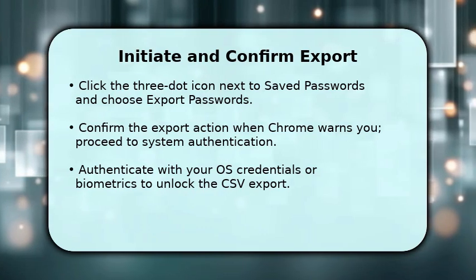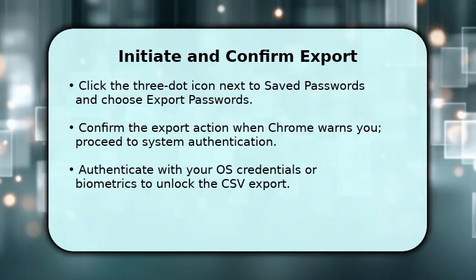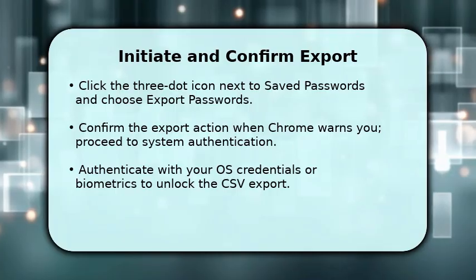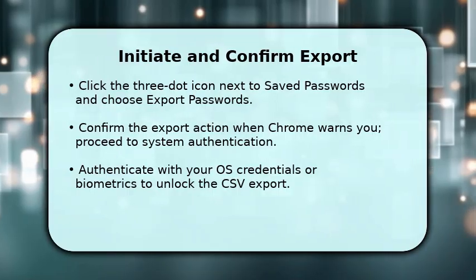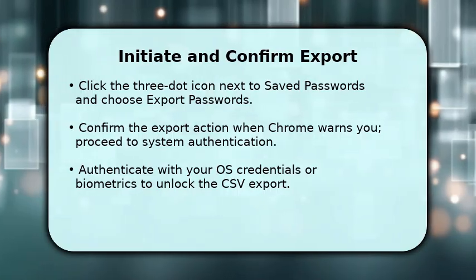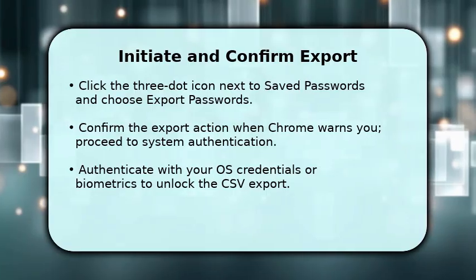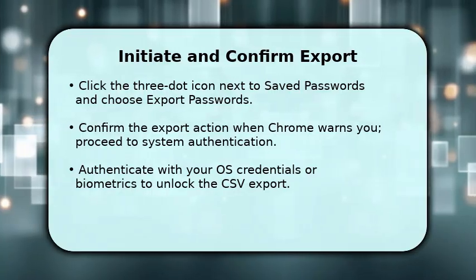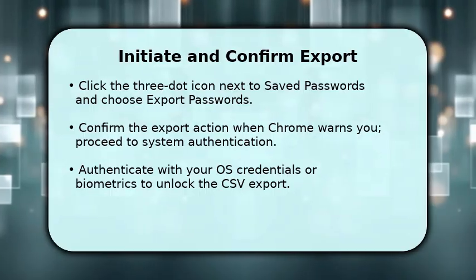Next, click the three-dot icon beside Saved Passwords and select Export Passwords. Chrome will warn that exported data is readable, so pay attention. Once you confirm, the browser asks your operating system to authenticate. This prevents unauthorized exports. Enter your OS password, PIN, or use biometrics when prompted. This step decrypts and generates the CSV file. Make sure to pick a temporary, secure save location, so the file isn't left in downloads exposed to other users.